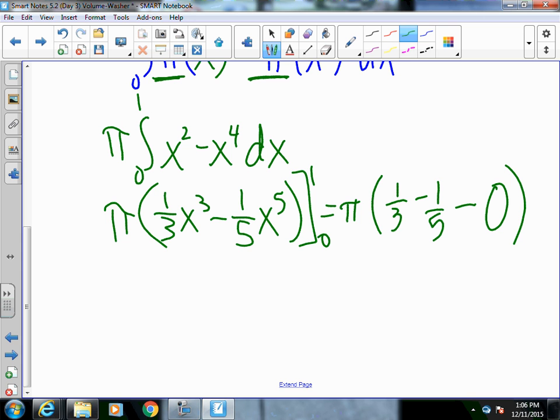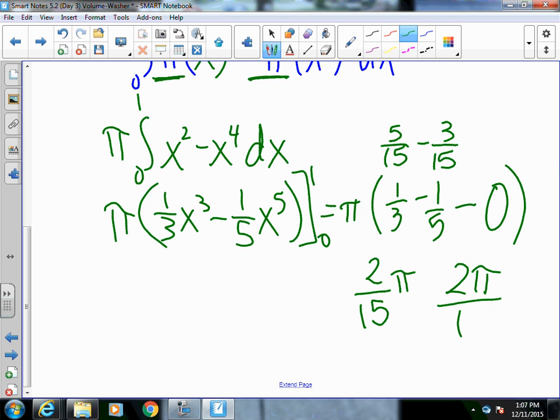And 1/3 minus 1/5 is 2/15 pi, or 2 pi over 15, because this is 5/15, this is 3/15. So we get 2/15 pi. You could also write that as 2 pi over 15. I like to put my pi at the top slot. I don't know why, just to have it. Let's try another one.